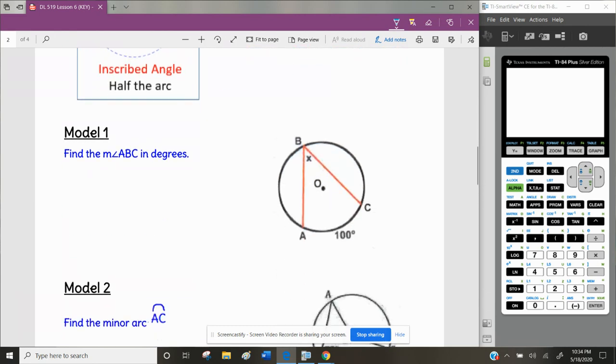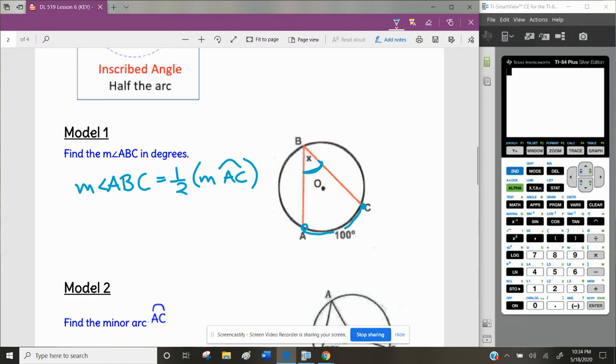So model number 1, find the measure of angle ABC in degrees. So this measure of this angle marked X, and the intercepted arc is 100 degrees. So the arc that is in between the legs of that angle, the rays of the angle. So we know the measure of angle ABC will be half of the measure of the intercepted arc AC, and we know that AC is in between those rays.